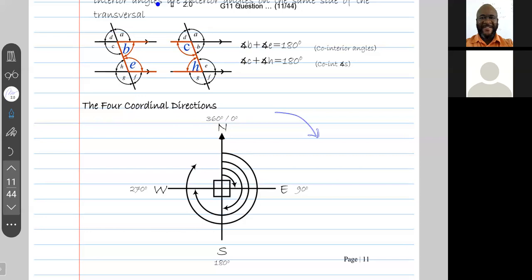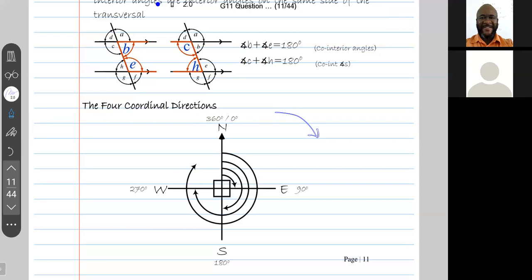So we have north, south, east, and west. The angle between north and east is 90 degrees. The angle between north and south is 180 degrees. The angle between north and west is 270 degrees. The four cardinal directions are at right angles to each other. North is at right angles to east, east to south, south to west, and west to north.